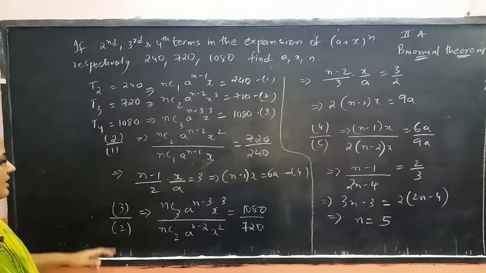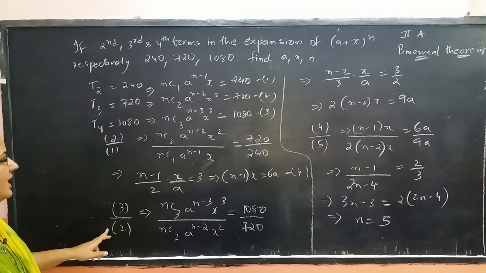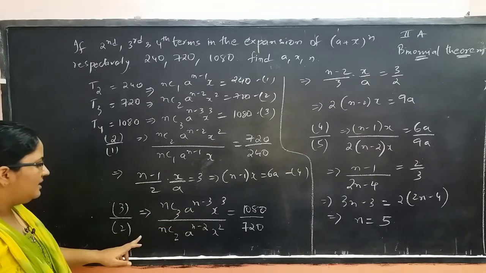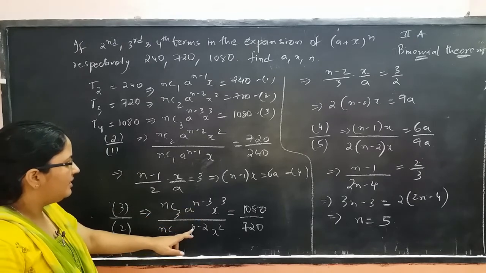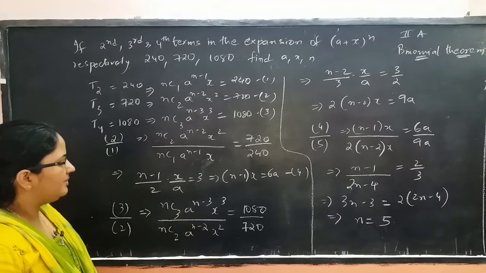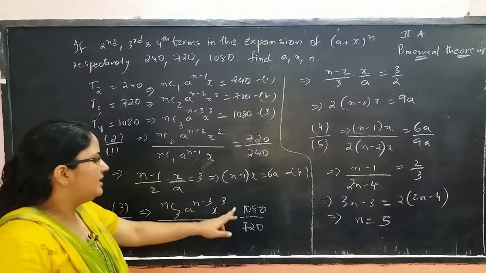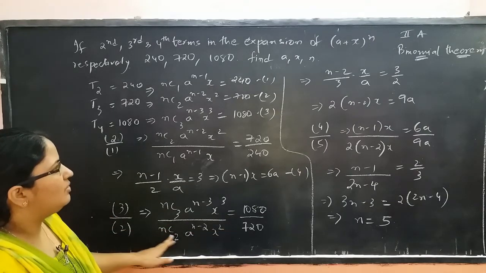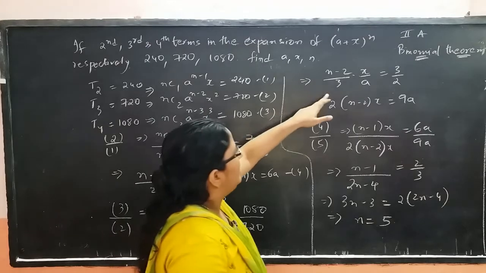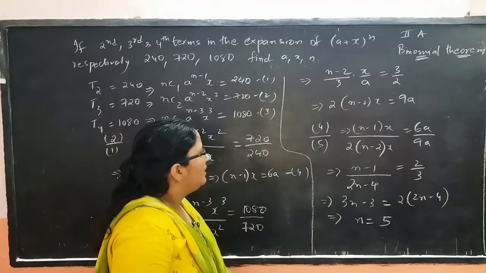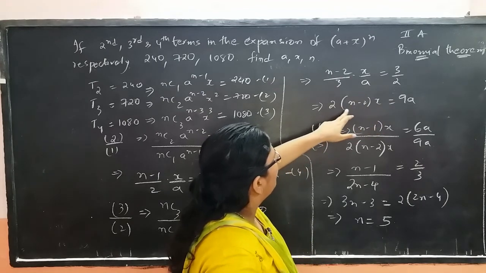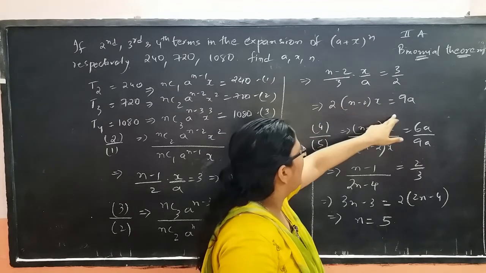Next you have third equation by second equation. We are doing 3 by 2. 3 is nc3 a power n minus 3 x cube. Second term is nc2 a power n minus 2 x square is equal to 1080 by 720. So nc3 by nc2 value is n minus 2 by 3 into x by a, that is equal to 3 by 2. Cross multiply, 2 into n minus 2 into x is equal to 9a.